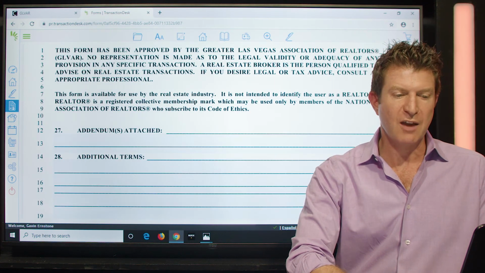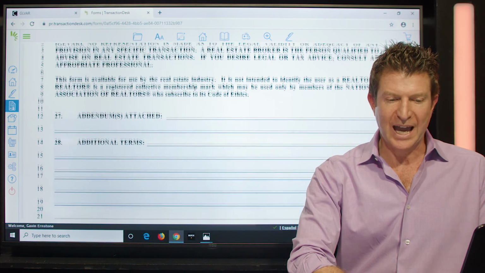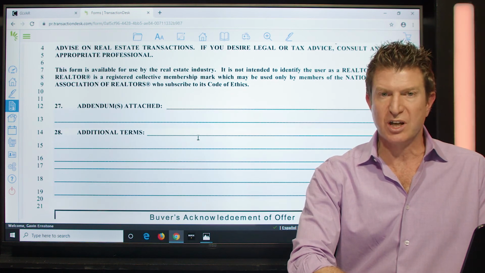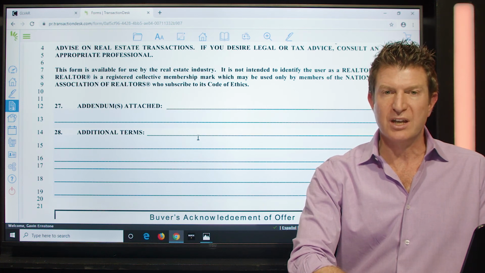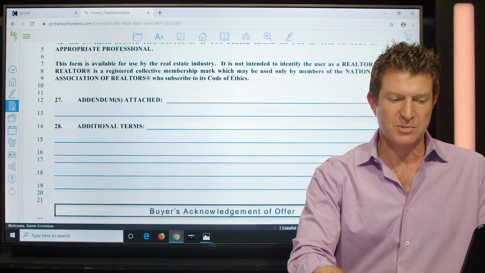If you have any addendums, you need to indicate what they are in this paragraph, and if there are additional terms such as the extension of due diligence period for the seller to respond to requests for repairs, that all goes in this additional term section here.